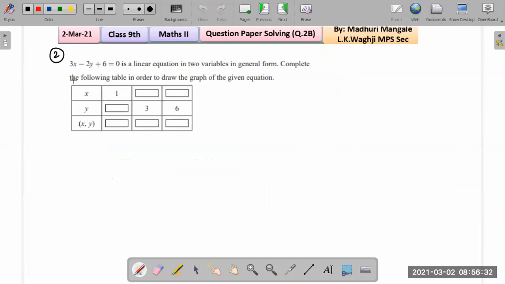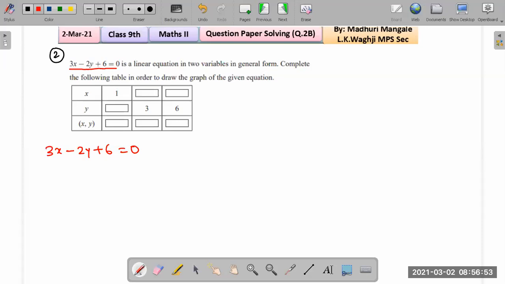A very nice and very important question from 10th standard point of view. So please be very attentive on this one. We are given an equation 3x plus 2y plus 6 equals to 0, and we have to complete the table. Okay, so I will just write out the equation 3x minus 2y plus 6 equals to 0.